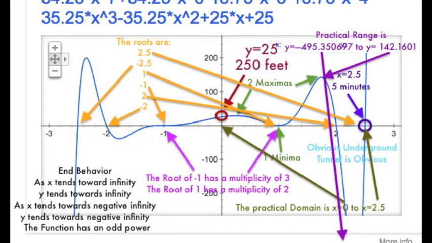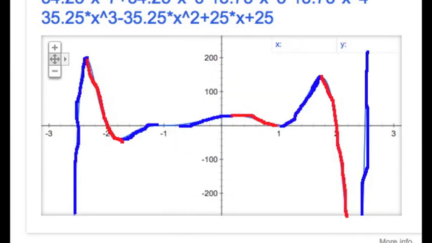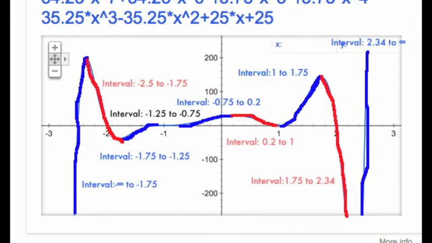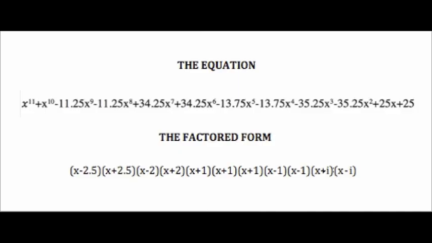The practical range is y equals negative 495.350697 to y equals 142.1601. Here, blue represents increasing intervals and red represents decreasing intervals, and no color represents a constant interval. These are the intervals. There are a lot of them, so just read them using your eyes. Yes, do that. Just to recap, these are the equation and the equation's factored form.